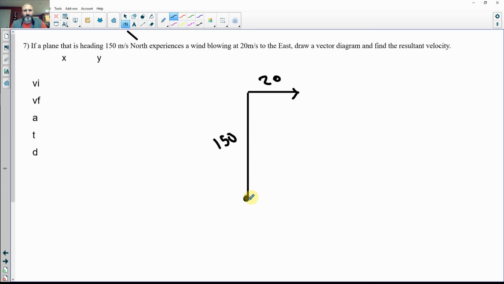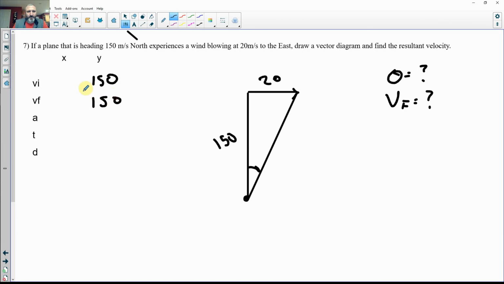So we're starting here. We are ending up going north and then east. We want the resultant velocity, and because we're asking for velocity, we also want the direction, so we want the angle too. So theta equals I don't know, and VF I don't know either. VI in the y dimension is 150, and it keeps going 150, and the x dimension starts as 20 and ends as 20, because we're not dealing with a true projectile. The acceleration is 0. Time and displacement don't matter because we just want that final velocity.